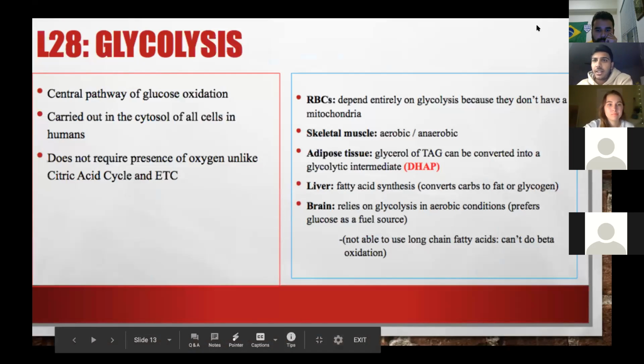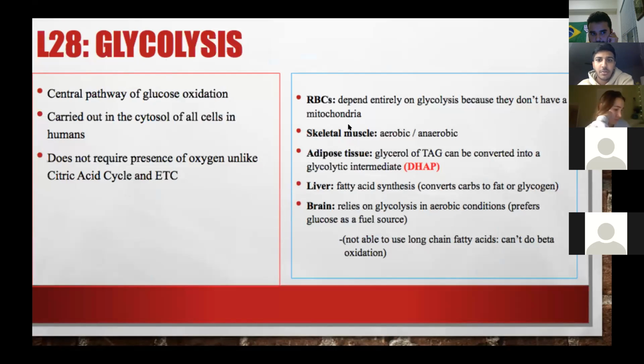And so it's important to differentiate between these different cells and organs in terms of the glycolytic pathway and whether they rely on it or not. So obviously red blood cells are going to rely entirely on glycolysis because they don't have mitochondria. And the reason why we undergo glycolysis in the first place is to make energy. And so we also have skeletal muscle, which can undergo aerobic and anaerobic.